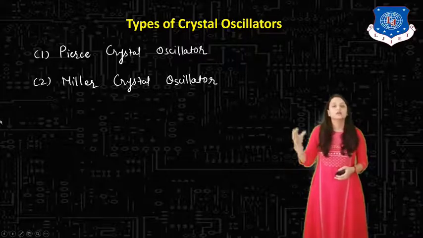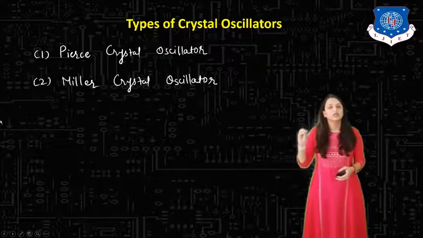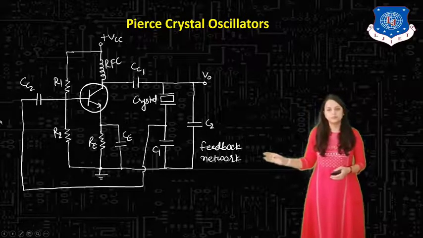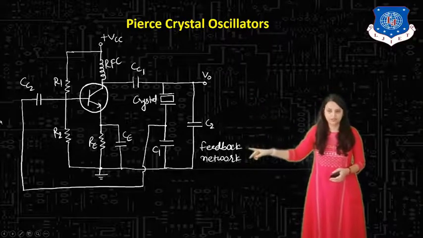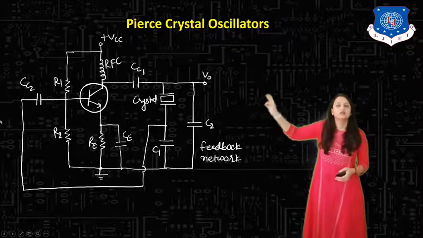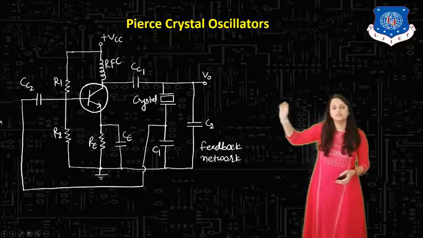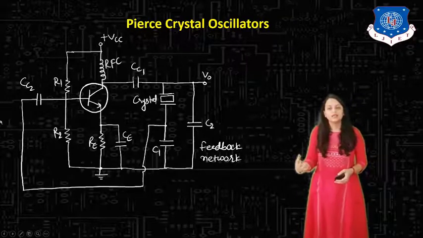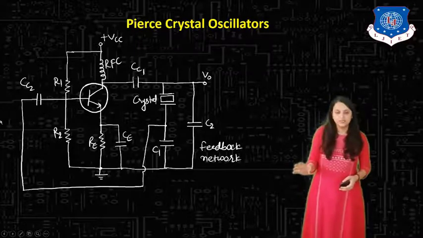These two differ in the way the feedback network is arranged with the amplifier stages. In the first arrangement, the Pierce crystal oscillator, the feedback network is arranged with the crystal and two capacitors C1 and C2, and this feedback is given to the coupling capacitor CC2. Here two coupling capacitors are used, CC1 and CC2. Here RFC is a radio frequency coil, it may be an inductor. RE and CE are emitter resistance and emitter capacitance respectively.